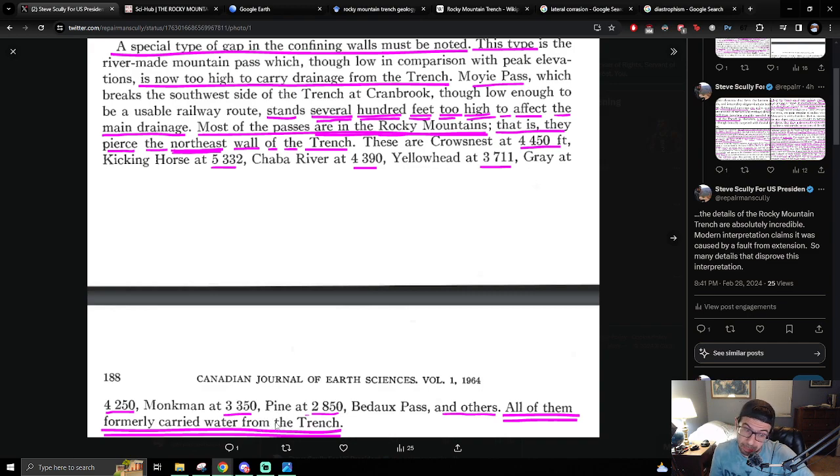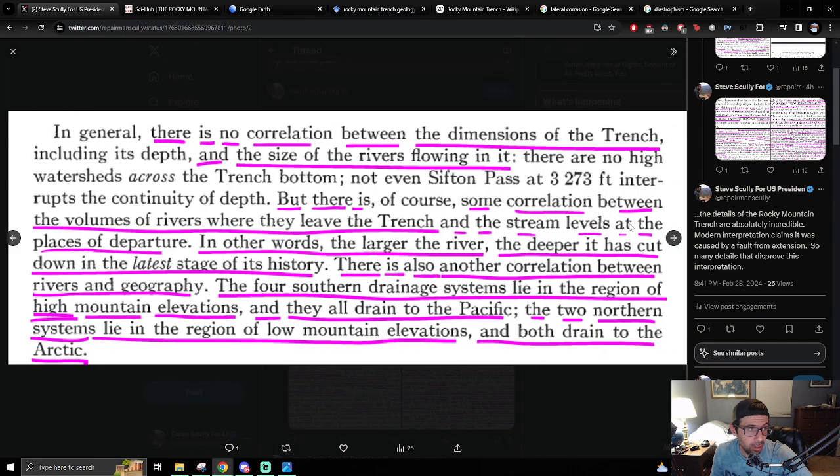He says from, not to. So these several hundred meters, or feet, too high carried water exiting the trench, like branches from a tree or veins from an artery.